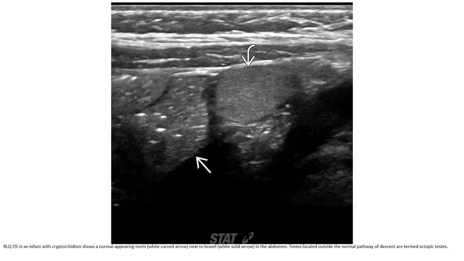This is a left upper quadrant ultrasound in an infant with cryptorchidism, showing a normal-appearing testis next to bowel in the abdomen. The testis is located outside the normal pathway of descent, an ectopic testis.